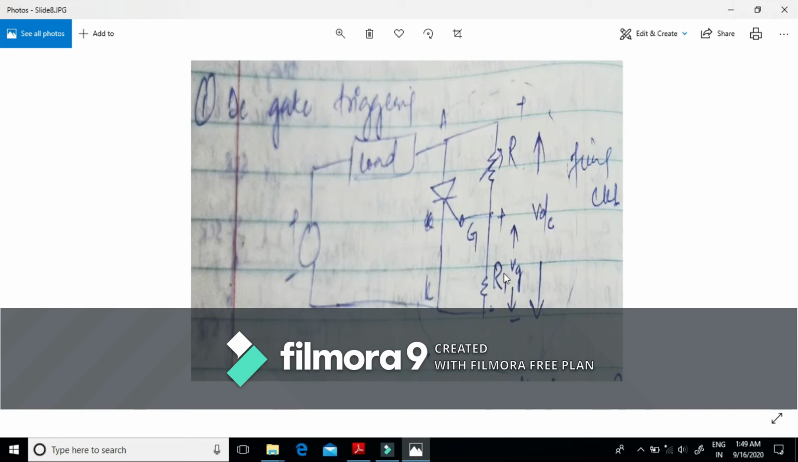Or we can say the main advantage is that it is the simplest firing scheme, and the disadvantage is already discussed: since we are applying a continuous gate current, we are having continuous power losses.